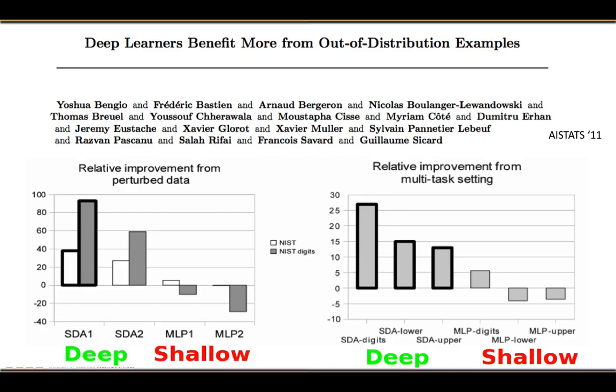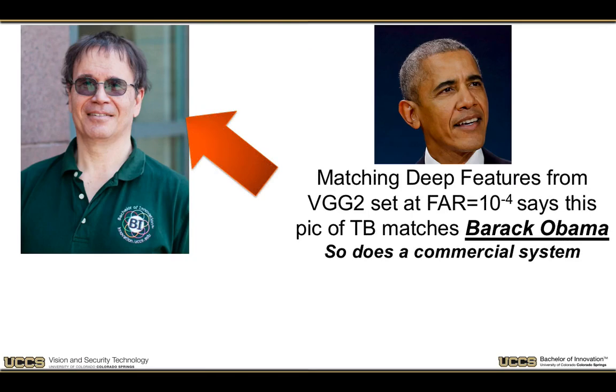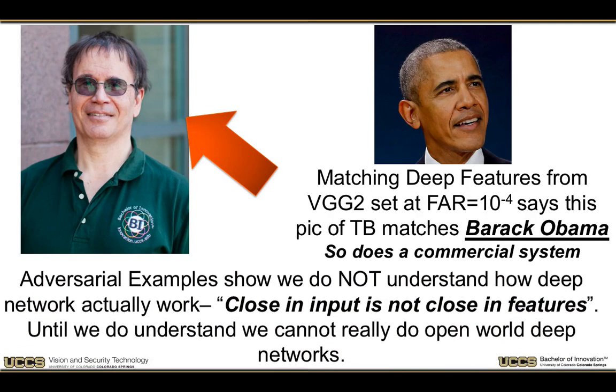But on the negative side, and this is not in the paper, because I didn't want to be too aggressive, but this is a senior member talk, I want to talk about some issues. Who are these two people? Well, according to VGG2, which is a really good algorithm, using cosine distance set at a threshold of 10 to the minus 4, those are both Barack Obama. Okay? These are adversarial examples.